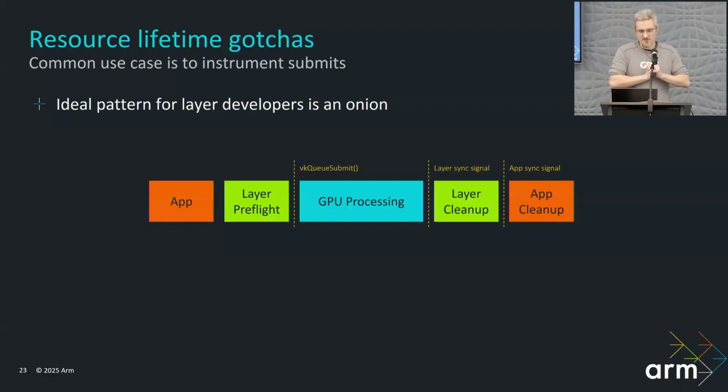Great. Okay, we've got a queue submit, it's got a fence. Let's do something with that fence, right? I'm going to swap the fence for a layer fence. The layer's going to wait on that. Great, works.